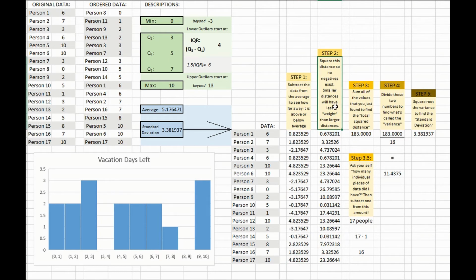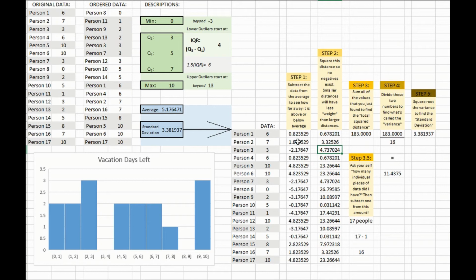Step number 2 says square this distance so that no negative values exist. Now what this is going to do is give preference or weight to the larger distances. So if I take 0.8 times 0.8, I get this value. 1.8 times 1.8 is about 3.3. And then when I take negatives, negative 2.1 times negative 2.1, slightly over 4, you can see larger distances produce larger answers here in this second column.